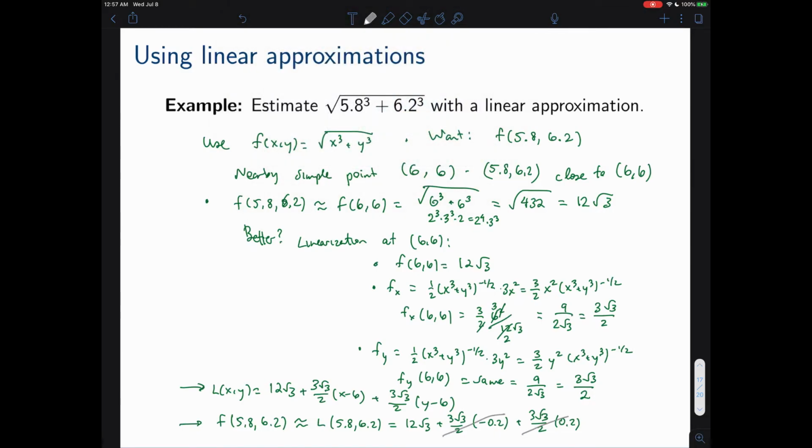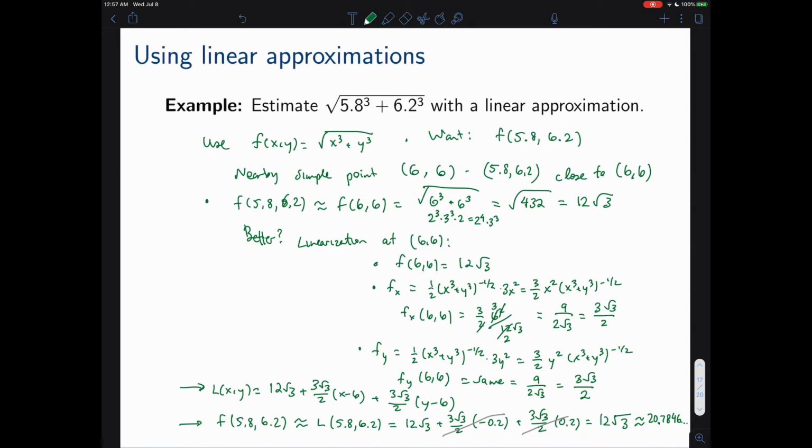Those two terms cancel out because there's a plus 0.2 and a minus 0.2. This is just 12 root 3. And 12 times square root 3, if you wanted to put that into decimals, is approximately 20.7846, whatever. So that's what we end up with.